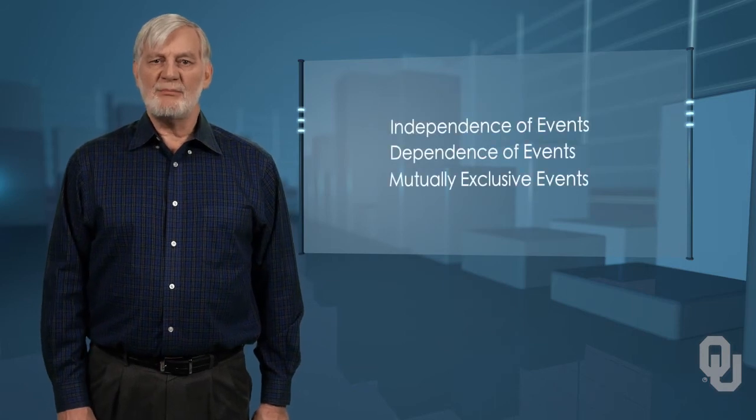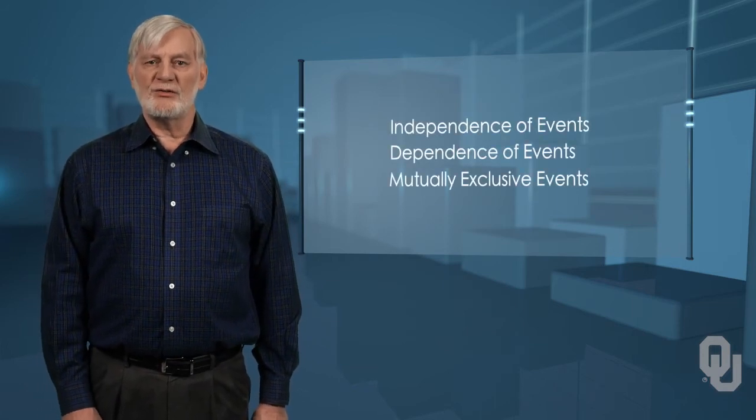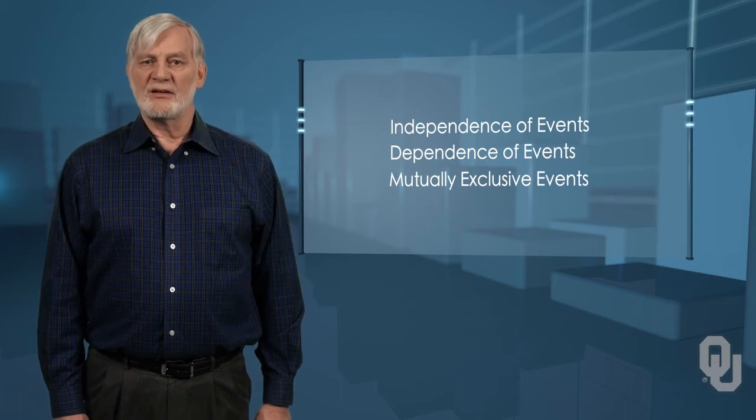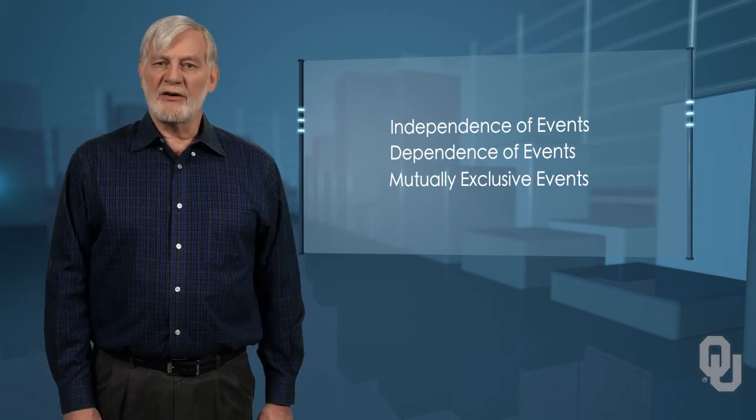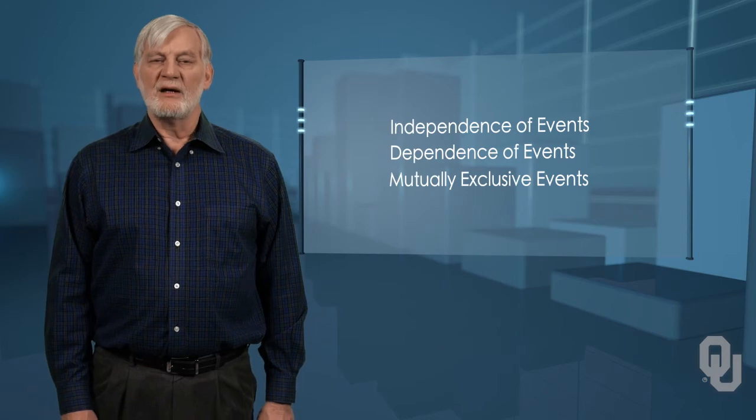Independence of events, dependence of events, and mutually exclusive events covers all the possibilities. Now we can develop two very important probability rules in depth as promised.